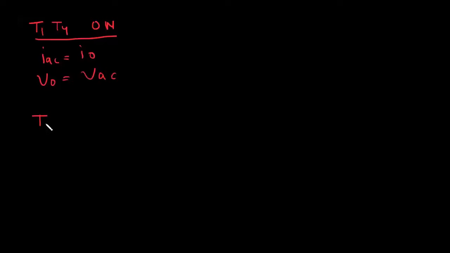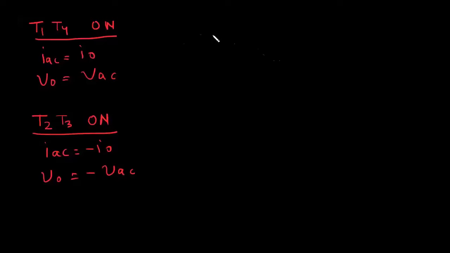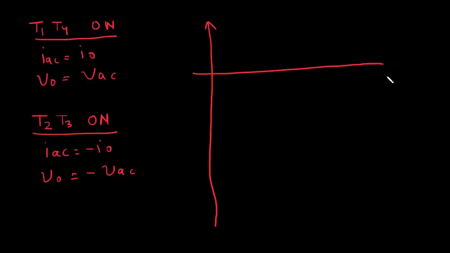So let's summarize. When T1 and T4 are on, IAC is equal to I naught and V naught is equal to VAC. And when T2 and T3 are on, IAC is equal to minus I naught and V naught is equal to minus VAC. So let us draw some waveforms to calculate V naught average and IAC RMS.